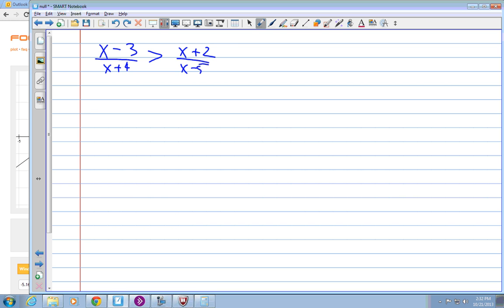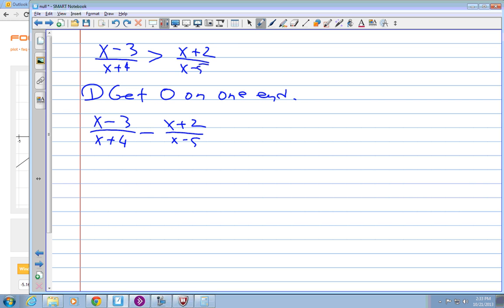So the first step in solving nonlinear inequalities is to get 0 on one end. I cannot solve this inequality as it's written, because then I'll have to sketch the left side, the right side, and then look where they intersect, and when one is above the other, I'll just go crazy. It's easier just to compare everything to the x-axis. So step 1, get 0 on one end. So it is x minus 3 over x plus 4 minus x plus 2 over x minus 5 greater than 0.